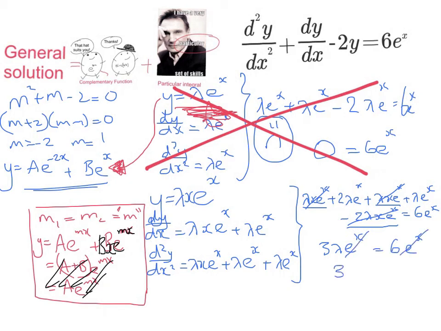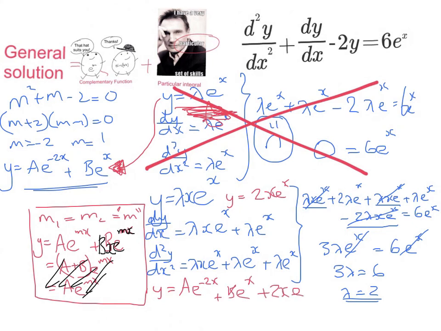So 3 lambda equals 6. So lambda equals 2. So we've found our particular integral. Our particular integral is y is 2x e to the x. And our general solution will be y equals a e to the minus 2x plus b e to the x plus 2x e to the x.